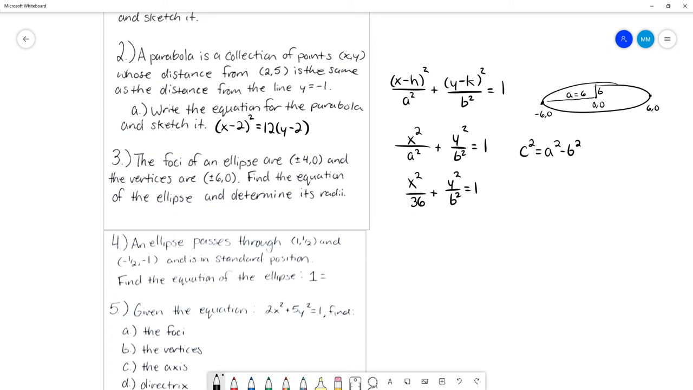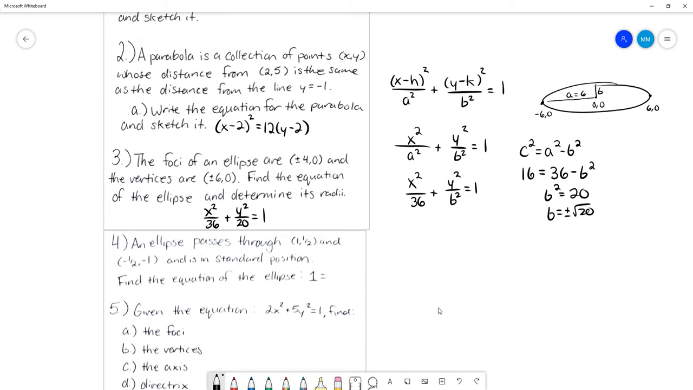But then from here, I know c squared is 4, so it's 16 equals 36 minus b squared, which, just looking at this, tells me b squared must equal 20. So b is going to be plus or minus the square root of 20. But I can just plug in 20 there. So our equation is going to be x squared over 36 plus y squared over 20 equals 1. And it has radii of 6 and square root of 20.